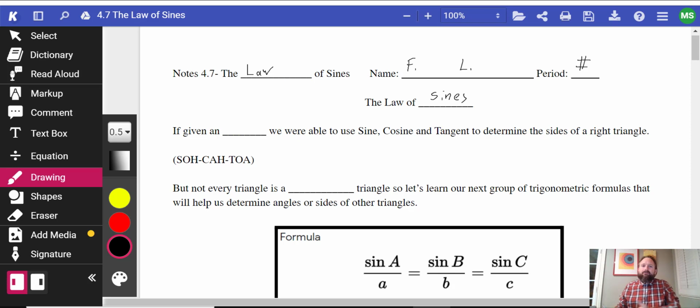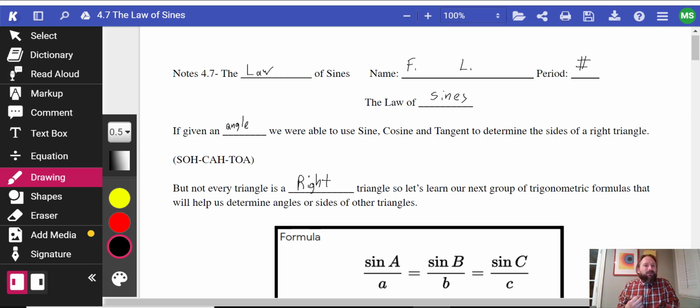If we were given an angle, we're able to use the sine, cosine, and tangent to determine the sides of a right triangle. We were discussing this with SOHCAHTOA. Sine is the opposite over the hypotenuse, cosine is the adjacent over the hypotenuse, tangent is the opposite over the adjacent. Well, that was for right triangles, but not every triangle is a right triangle.